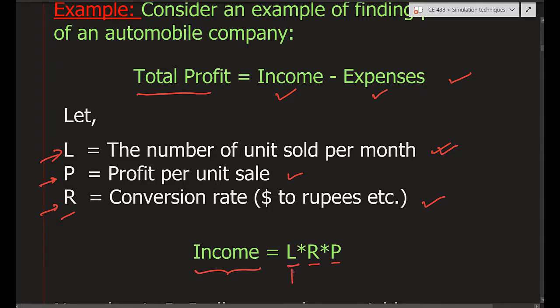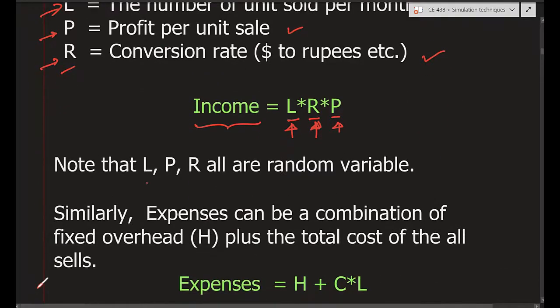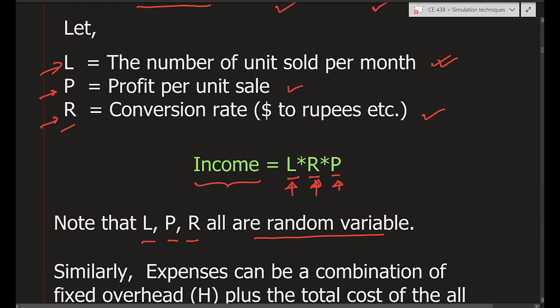So income, basically, L is the number of units, R is the conversion rate, and P is the profit per unit. So if we multiply these three, we can get the total income. Note that L, P, R all are random variables. For example, the number of units sold per month can be a random variable. We don't know exactly how many units will be sold in a given month.